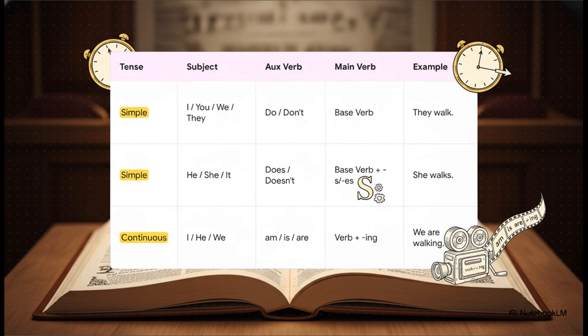Meanwhile, the continuous tense, that's a total team effort. It absolutely requires the auxiliary verb to be, am, is, or are, paired directly with the present participle, which is our ing verb. We are walking. You gotta have both parts to make the video camera roll.